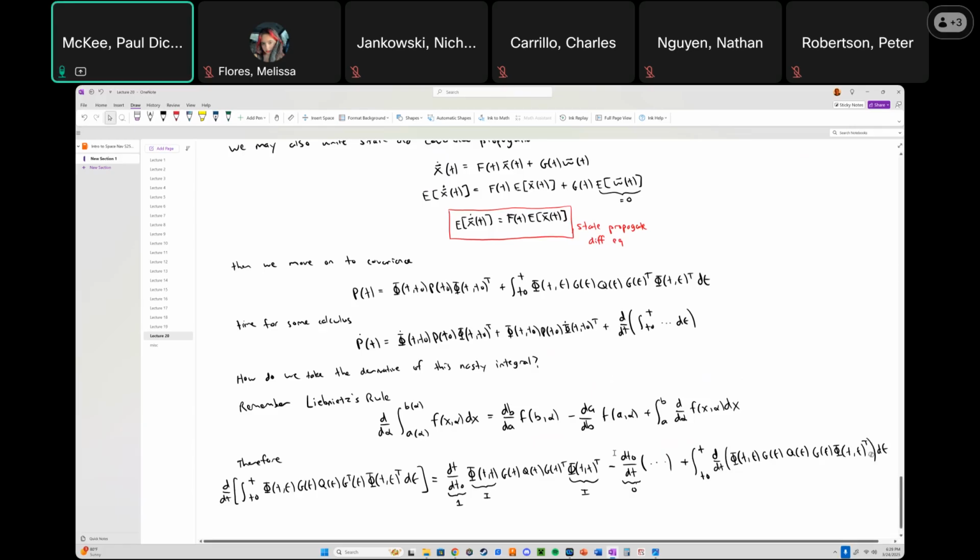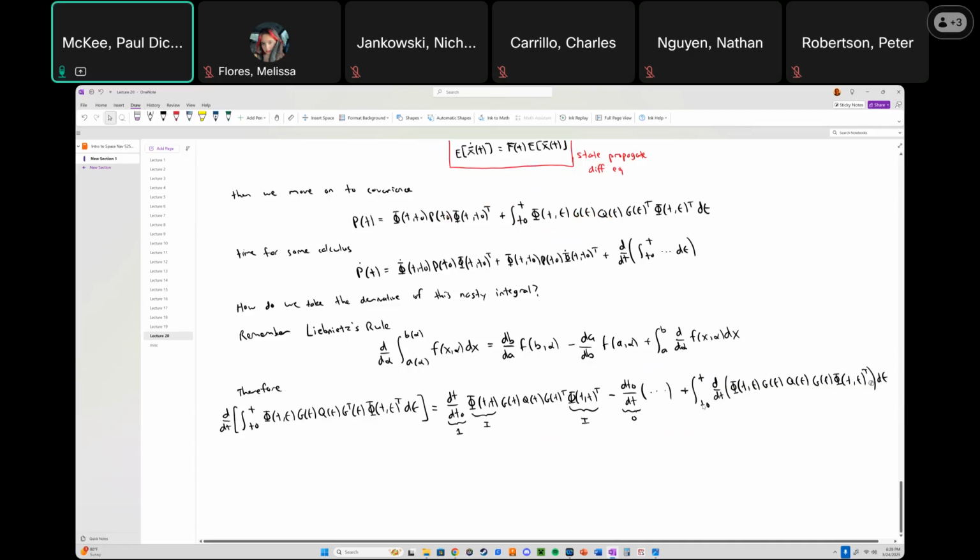So let's inspect this last term here. So we have the integral of the derivative of a bunch of stuff. So how is this going to play out? Well, it's going to be another one for the first times the second.